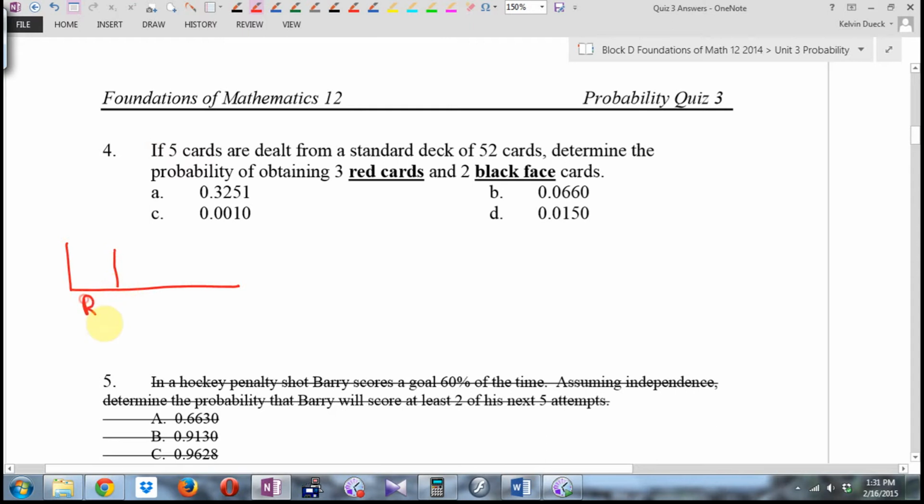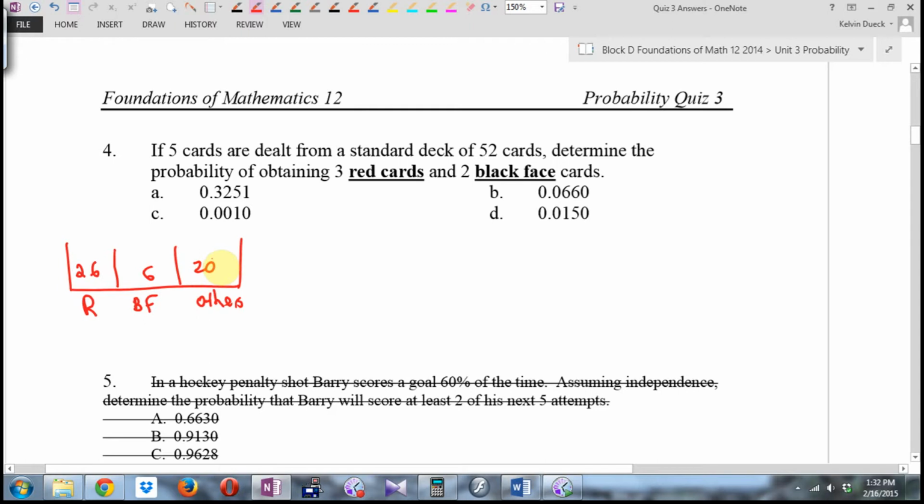Definitely red cards, of which there are 26. Definitely black face cards, of which there are how many? How many face cards are there? 12. How many of them are black? Half of them. And then I'm going to have others. How many? Whatever 52 take away 26 take away 6 is. I think 20?